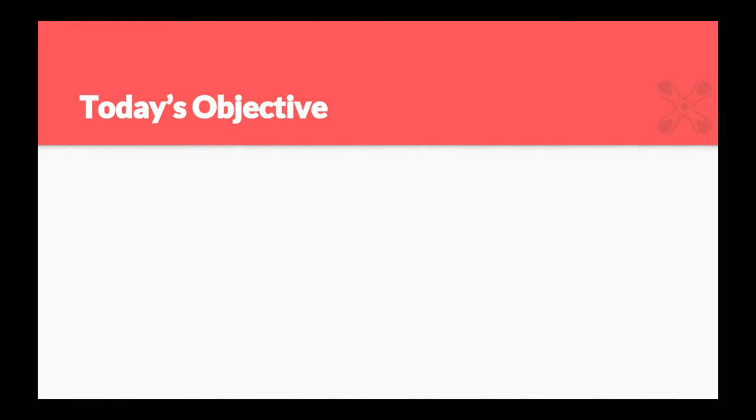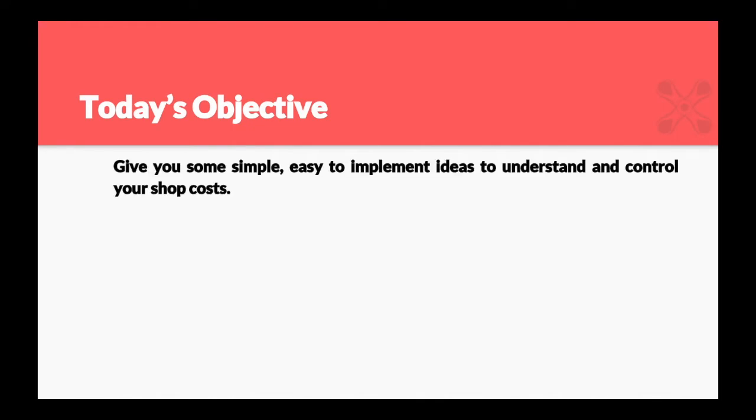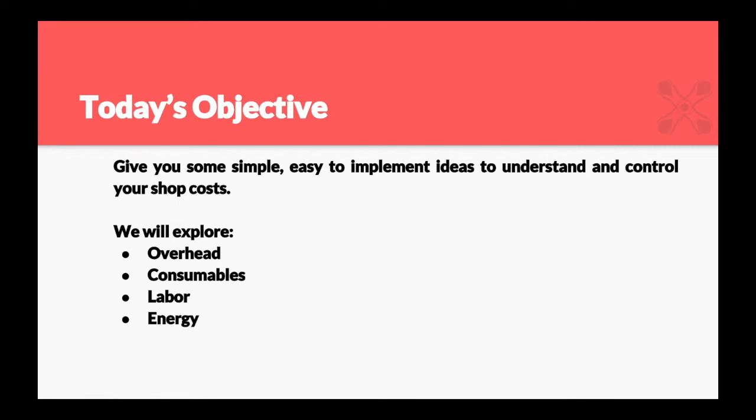So here's what we're going to do today. We're going to give you some simple, easy to implement ideas to understand and control your shop costs. We're going to look at overhead, consumables, labor, energy, and the best one of all, which is profit. Which is what we're all in business to make money, so this is really important to discuss.